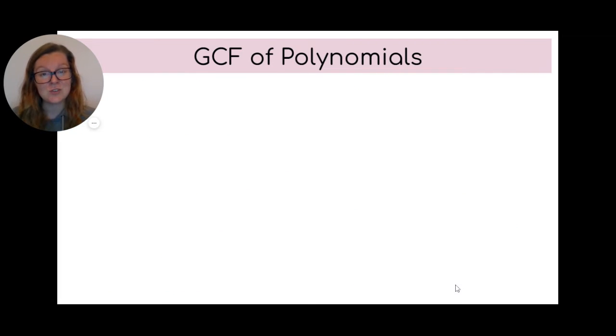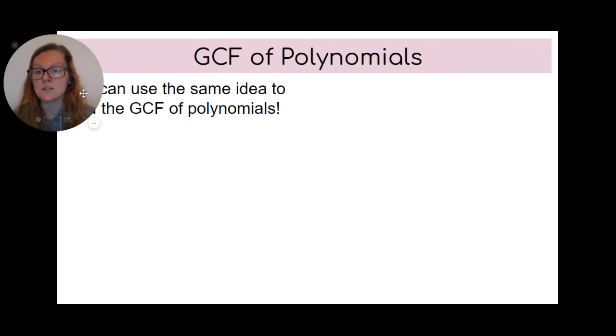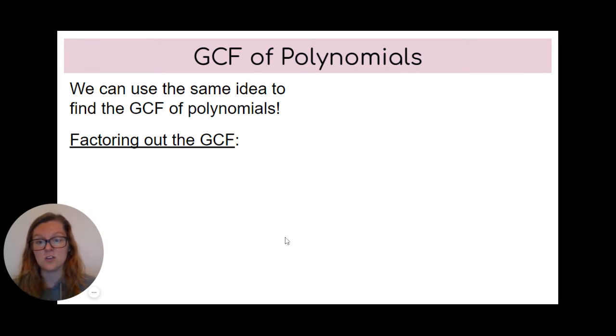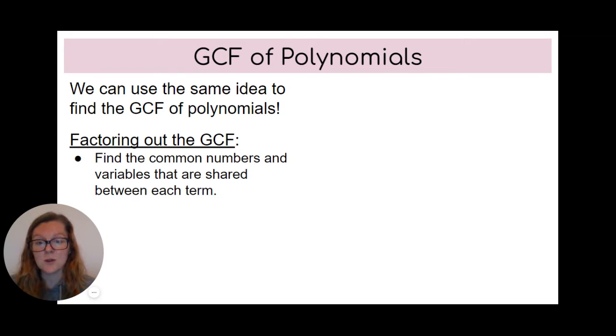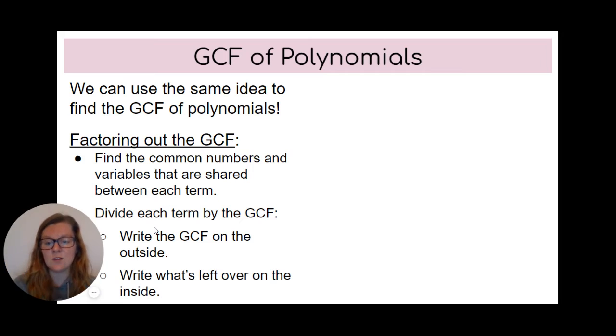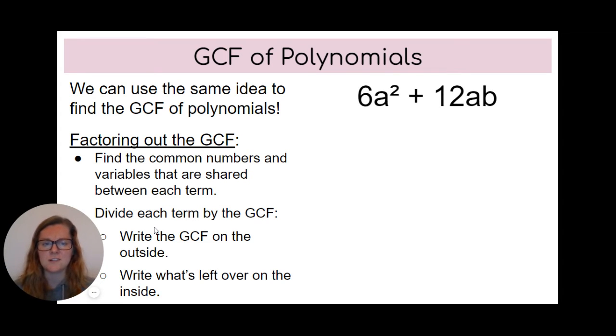Okay, so now we can use this idea and talk about polynomials. When we are factoring our polynomials, it's going to be called factoring by the greatest common factor, and here are these steps. First, we're going to find the common number and the common variables that are shared between each term. Then we're going to divide each term by that greatest common factor, writing the greatest common factor on the outside and leaving whatever is left over on the inside of parentheses. So let's go ahead and look at this example.